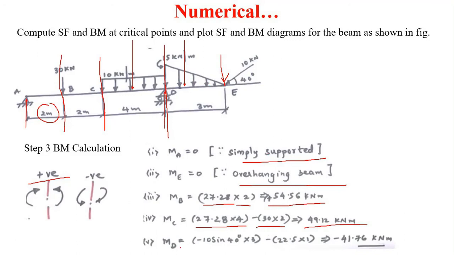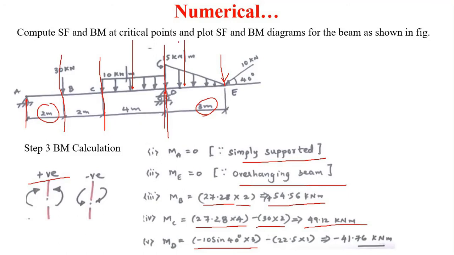So bending moment at D, MD, is equal to: this 10 kilonewton force will try to rotate in clockwise direction, and it is at the right side of the section, as well as this 22.5 kilonewton force will again try to rotate in clockwise direction, and it is at the right side of the section, so both these moments will be negative. So MD is equal to minus of this 10 sine 40 degree into the perpendicular distance from D to E, it is 3 meter, so it is 3.